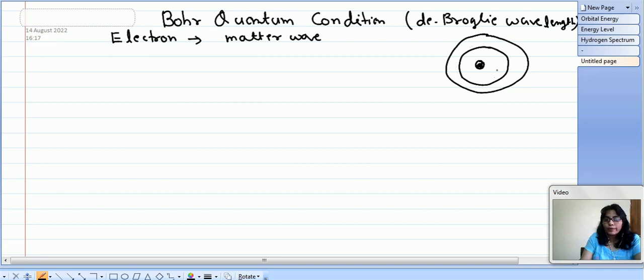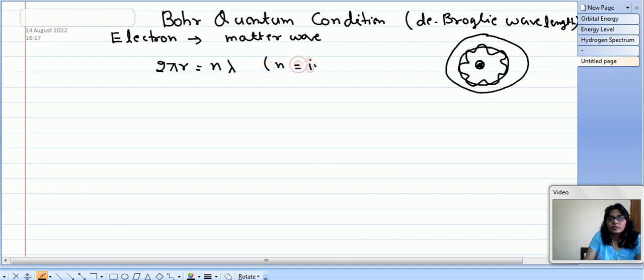So if this is the orbit, then the Bohr quantum condition says that the wavelength should fit an integer number of times in the circumference of the orbit, because there should be a complete wave. Therefore we can write the Bohr quantum condition as the circumference of the orbit, which is 2 pi r, must be equal to n into lambda, where n is an integer. This is the Bohr quantum condition.